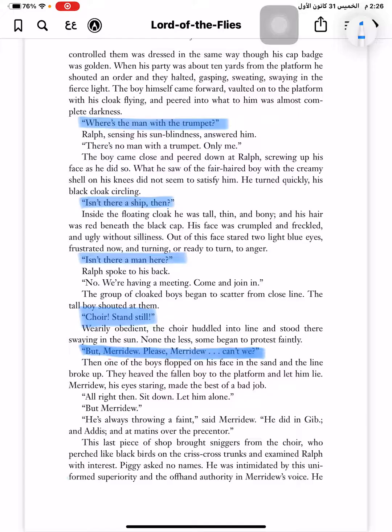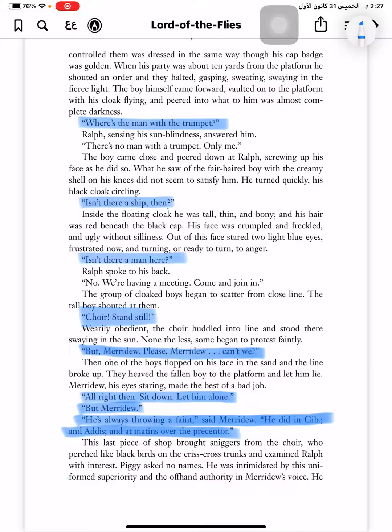So this is of course a sign of martial marching. But "Merridew, please, Merridew, can't we?" And even the choir boys don't address him with the first name, but with the last name. That is how they are afraid of him. His incuriousness on the part of Jack, when he said, "He's always throwing a faint," said Merridew. "He did it in Gib and Addis and at matins over the precentor." You see here, Jack is really self-centered.